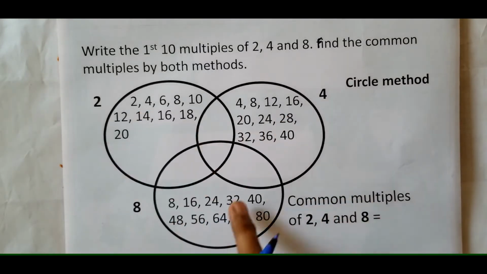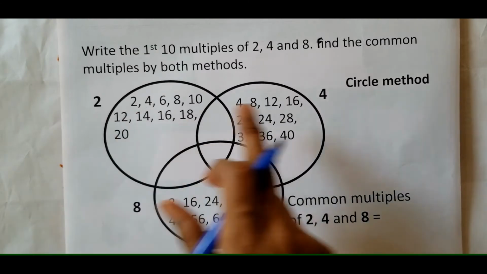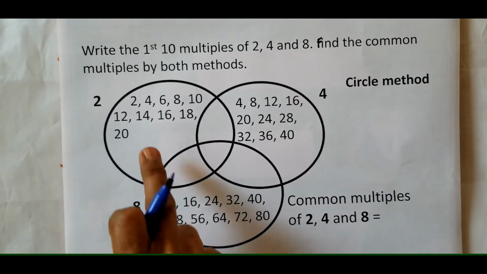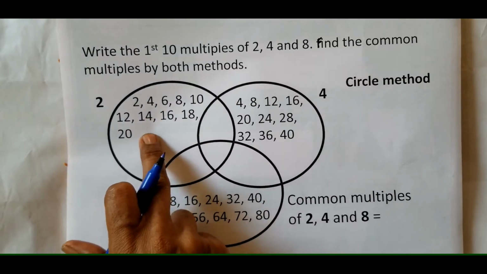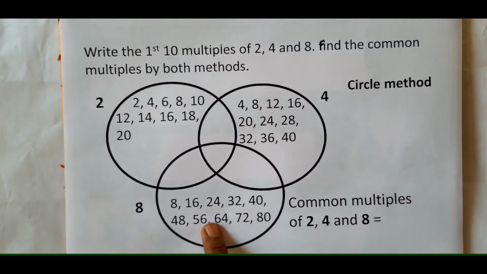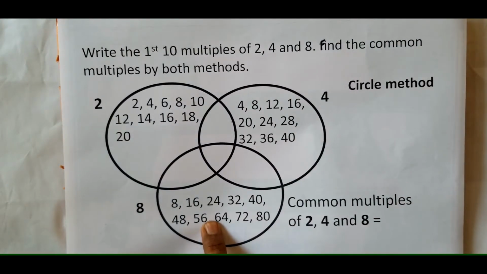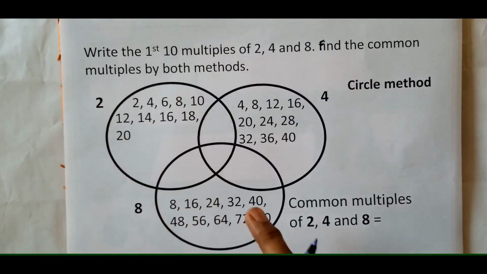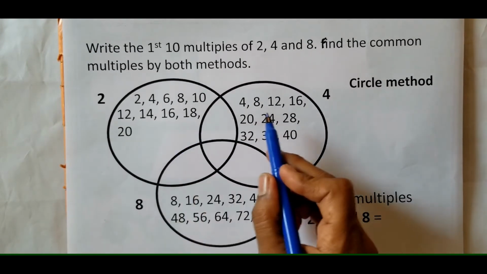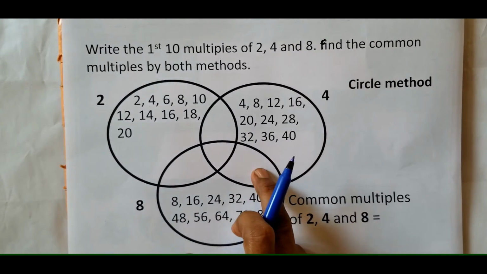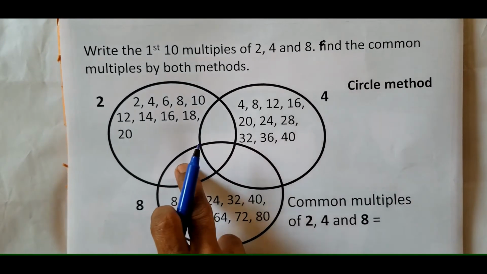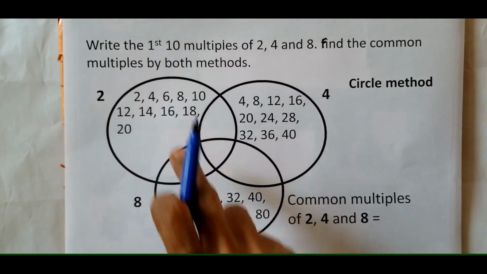I have drawn 3 circles to write the multiples of 2, 4 and 8. You have to write the numbers outside the circle. I have written the multiples of 2 here from 2 to 20, of 4 here from 4 to 40 and of 8 here from 8 to 80. Now, this portion is the common for multiples of 2 and 4. This portion is the common portion for 4 and 8 and this portion is common portion for 2 and 8.